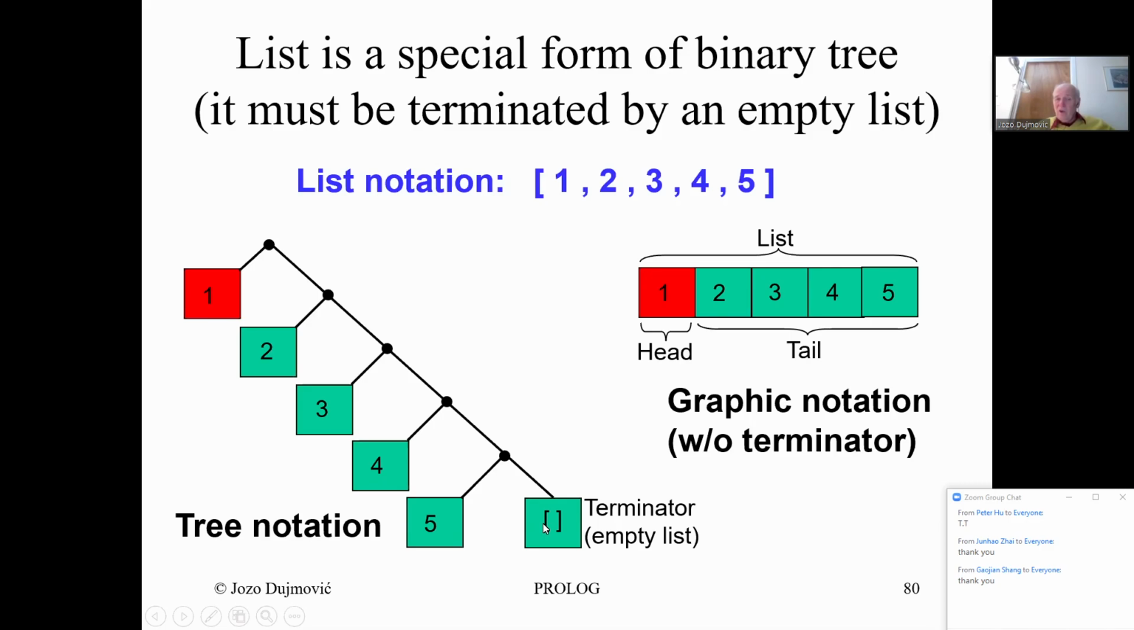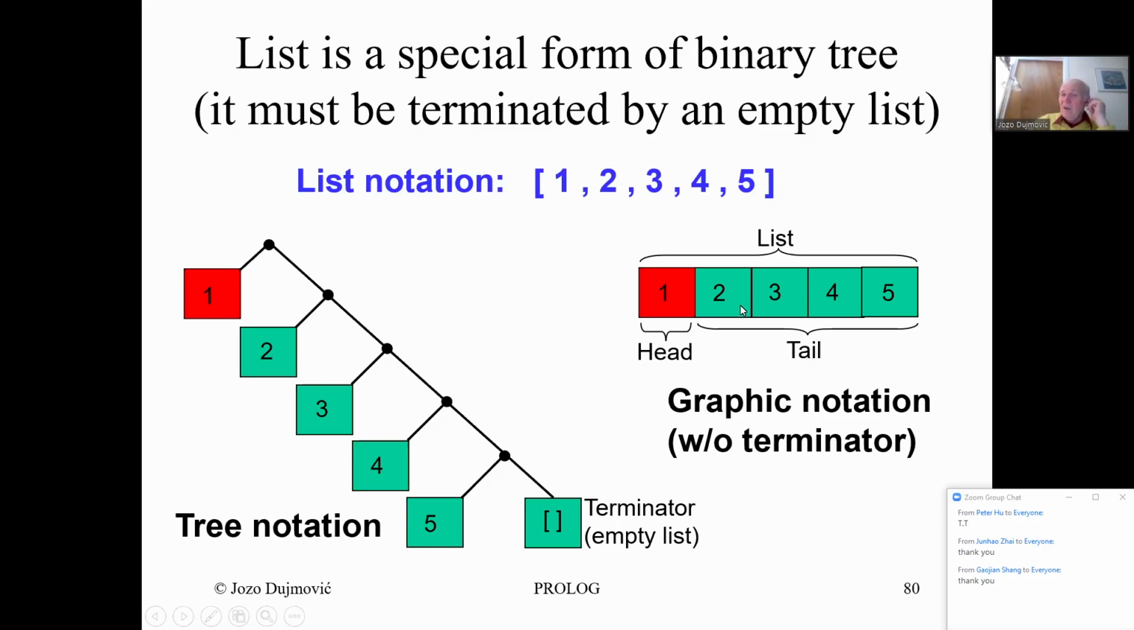So each list is a tree, and each tree is not a list. Each list is always a binary tree, but you can have trees that don't have a terminator and therefore are not lists. And since they are not lists, they don't have a length, because you have to have this terminator to say how many components you have.